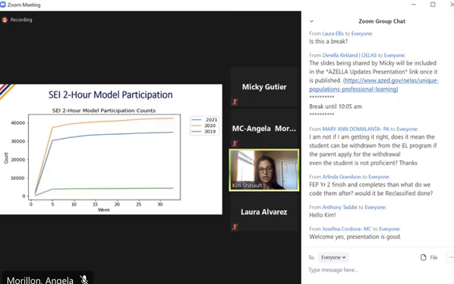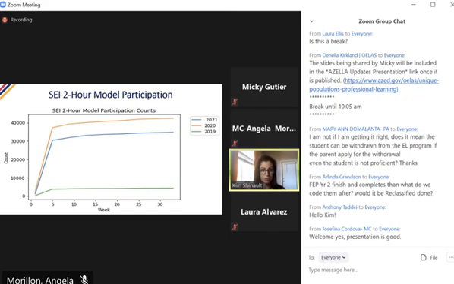Next, we look at the SEI 2-hour model. Now you can see very clearly that in 2019, the number of students who participated in the 2-hour model was at the bottom of the graph. It was very low. And that's because the 2-hour model was not a widely used model in 2019 like it was in 2020. In 2020, as Laura had mentioned earlier, we had some legislative changes, and that led to a larger increase in students participating in a 2-hour model.